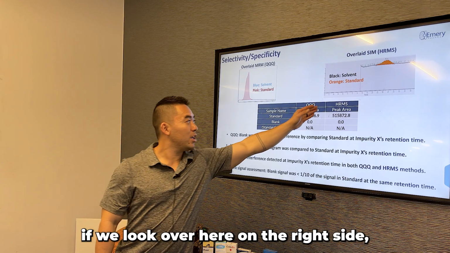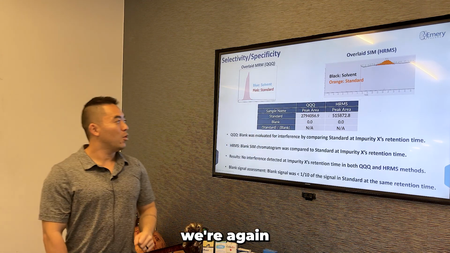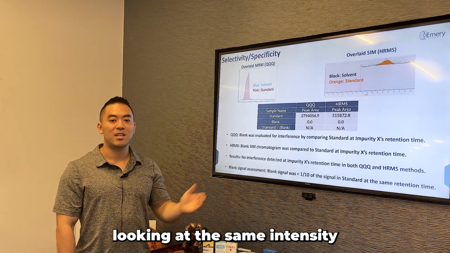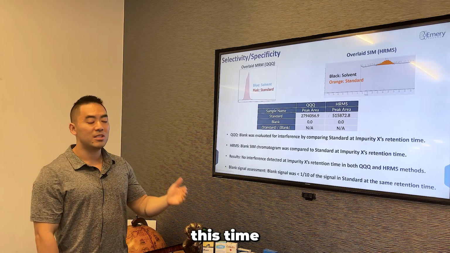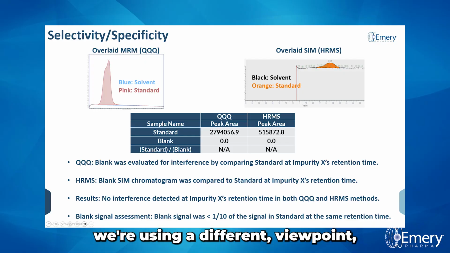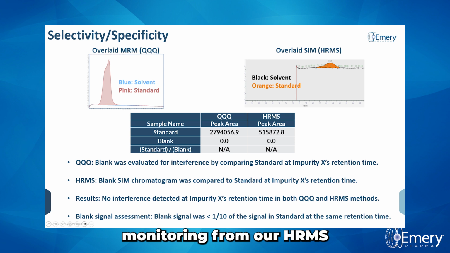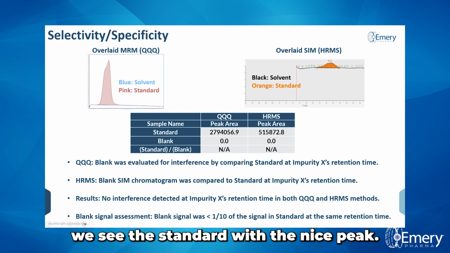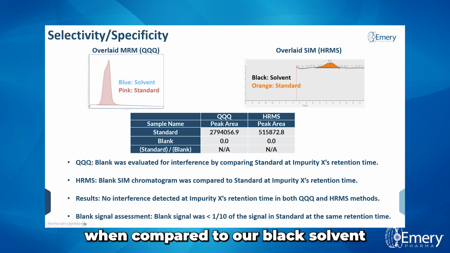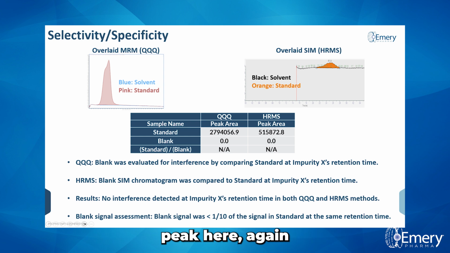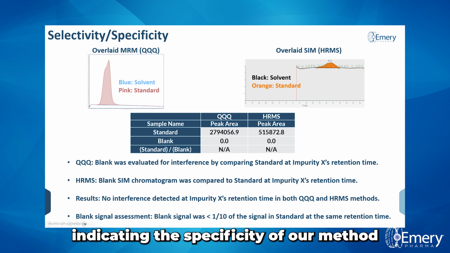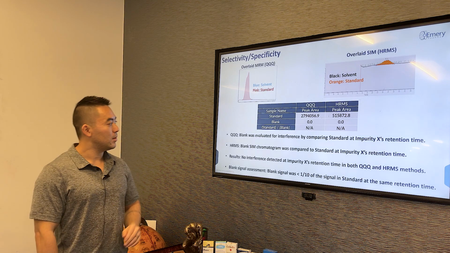Similarly, if we look over here on the right side, this chromatogram again shows intensity versus retention time, except this time using a different viewpoint, which is our selective ion monitoring from our HRMS. Here in orange, we see the standard with the nice peak. And again, when compared to our black solvent peak here, it indicates the specificity of our method.